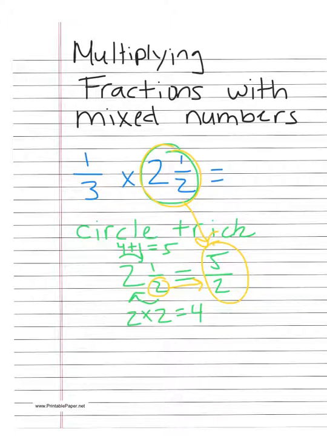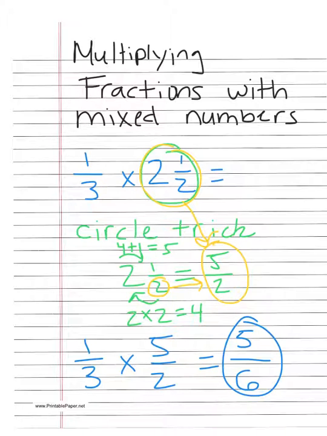So let's rewrite this equation in a way where I can multiply across. I'm going to have 1/3 times, instead of 2 1/2, I'm going to do 5/2. So I have now 1 times 5 and 3 times 2. So 1 times 5 is 5, and 3 times 2 is 6. And that is my answer.